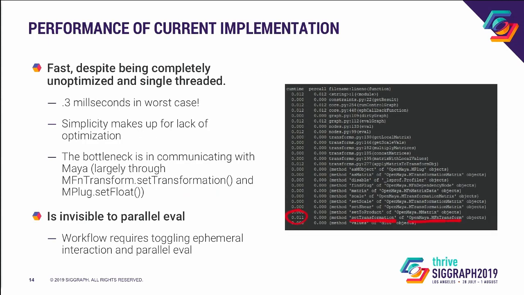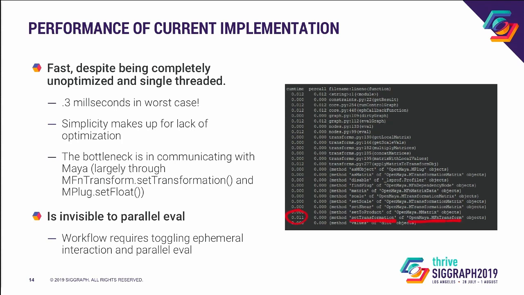The performance issues, though, don't really have anything to do with the ephemeral graph itself, which, despite being written in Python, being completely unoptimized, and single-threaded, because Python, is actually extremely fast. The absolute worst-case scenario I was able to come up with only costs about a third of a millisecond, because its simplicity makes up for the lack of optimization. However, there is a significant bottleneck currently in communicating with Maya.